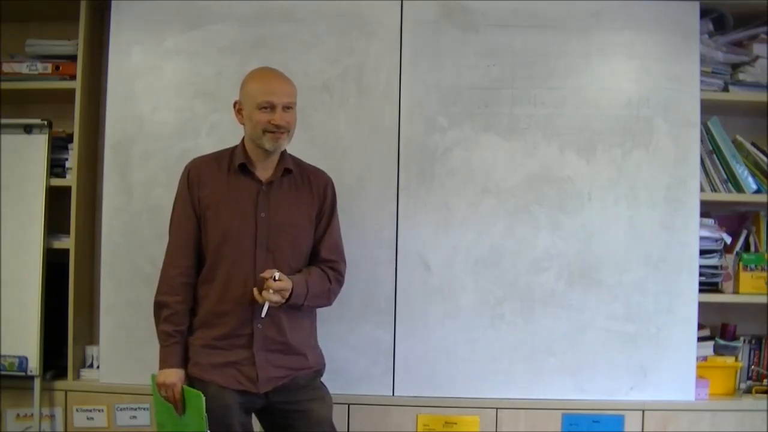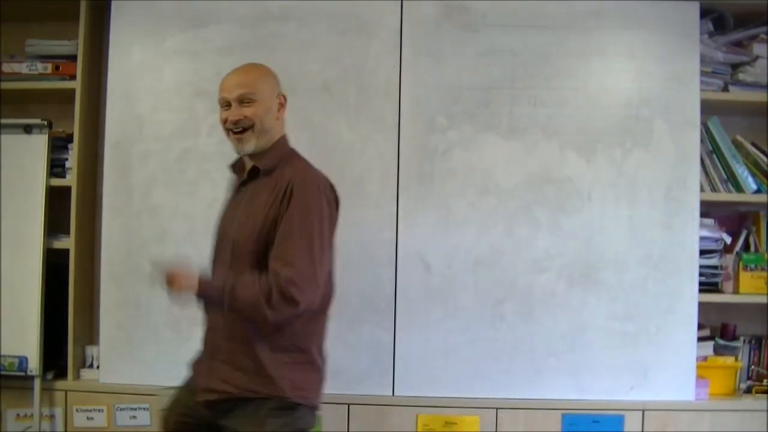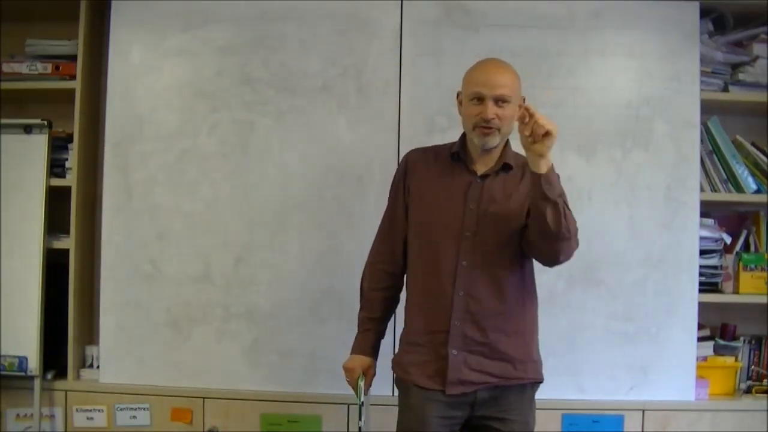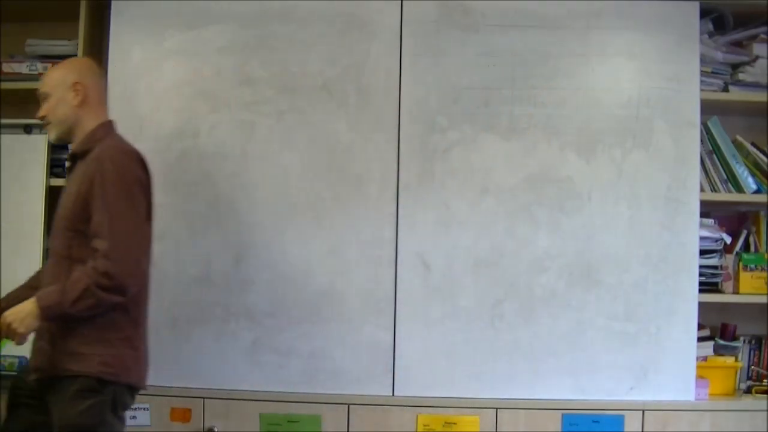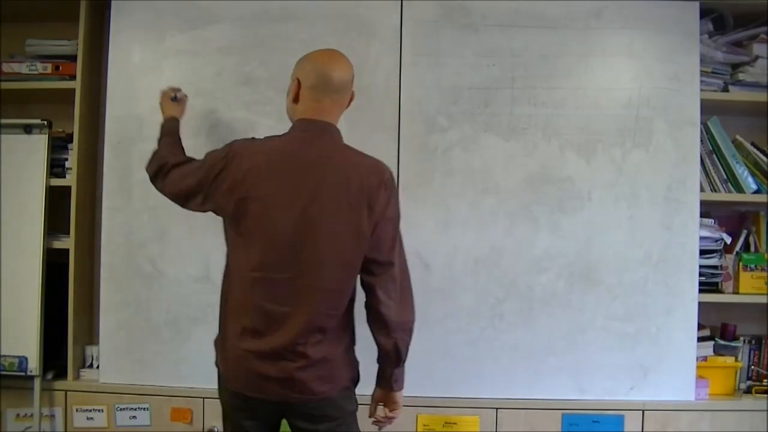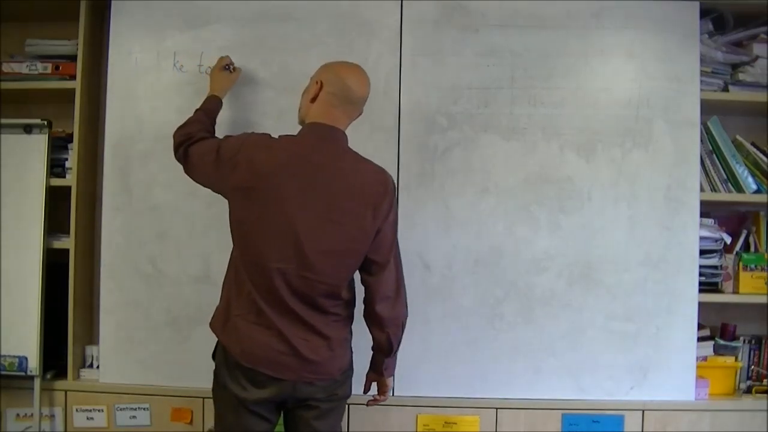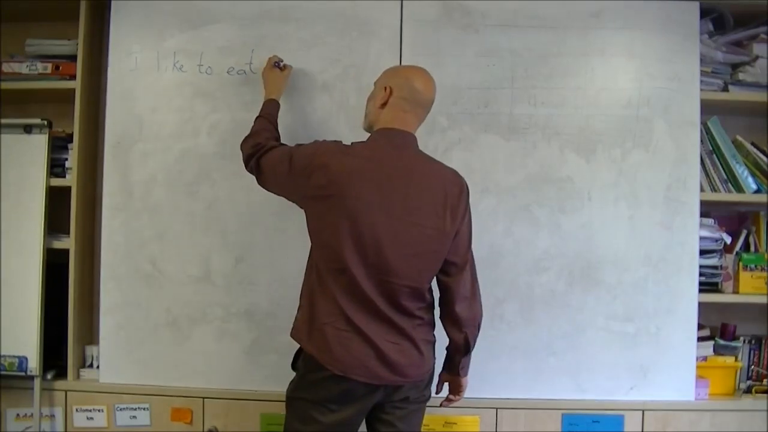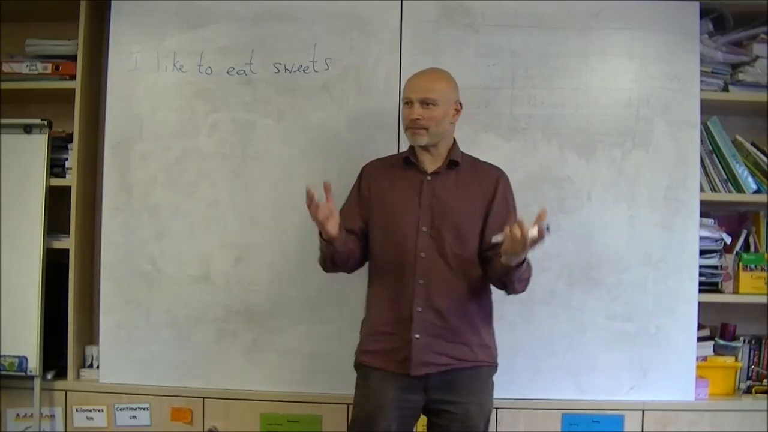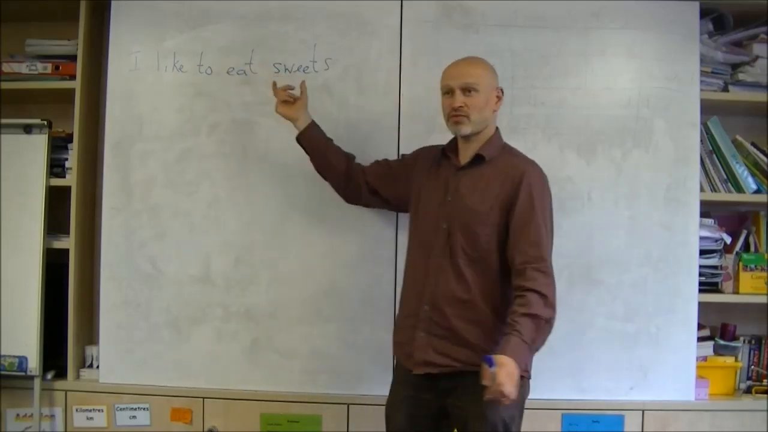I like eat sweet. Now that's an interesting sentence. Like to eat. I like to eat sweet. Sweet plural. Sweets. Good. Let's write it on the board because it's a really important sentence. Remember, when we are talking about things we like or don't like, we can use this sentence: I like to eat sweets.